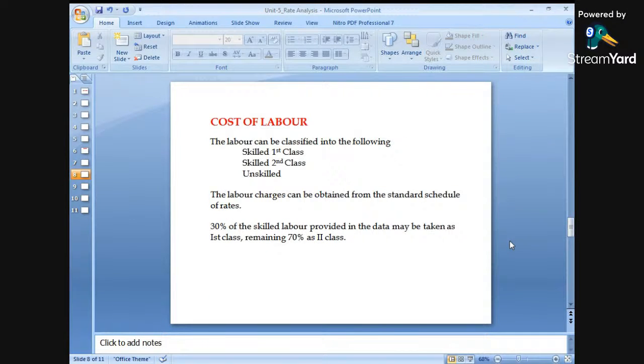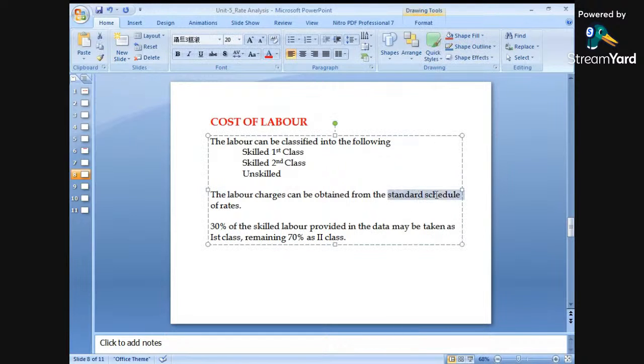Next, the cost of labors will also be considered, that is the skilled labors and unskilled labors. Normally, labors are divided into two: skilled labors and unskilled labors. Skilled labors are further divided into first class skilled labors and second class skilled labors, depending upon the task carried out by the labors. The labor charges can be obtained from the standard schedule of rates.